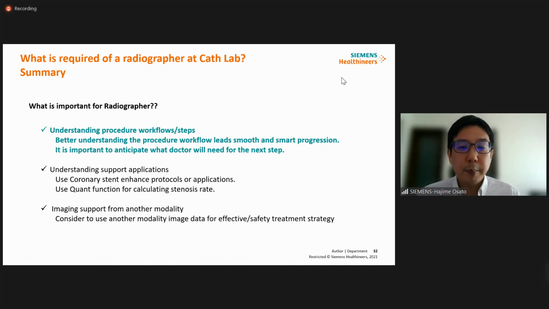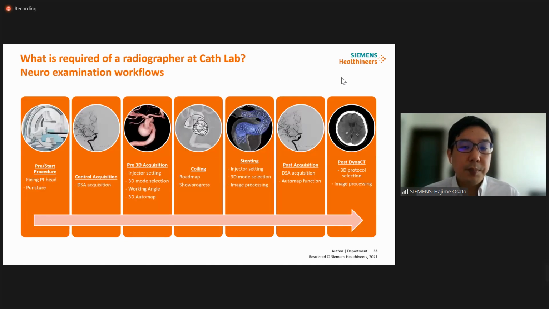All right. For example, this is a common neuroaneurysm coiling workflow. It is structured in several steps: pre-procedure, control acquisition, pre-3D, and so on. If you know these workflows, we can expect the next step and prepare for the next requirement.